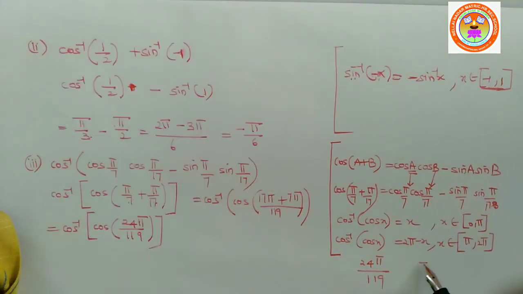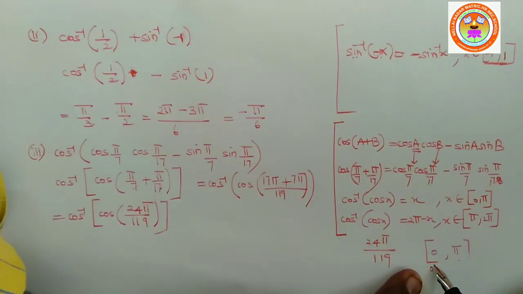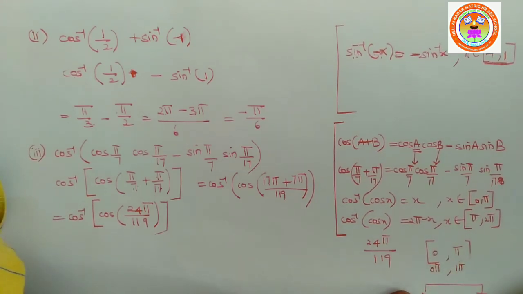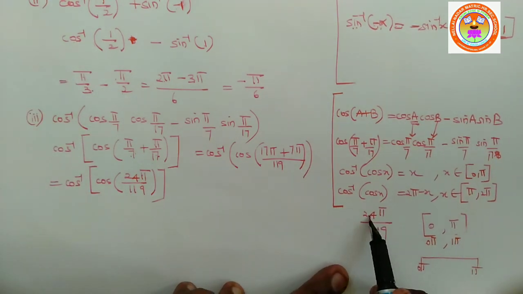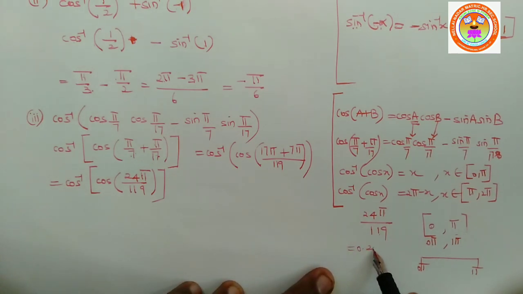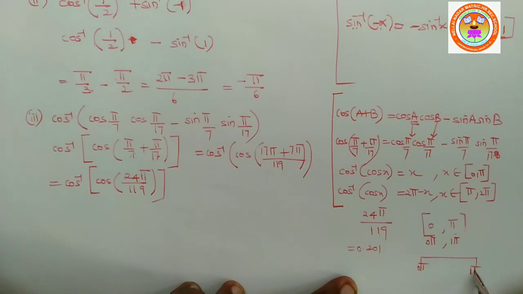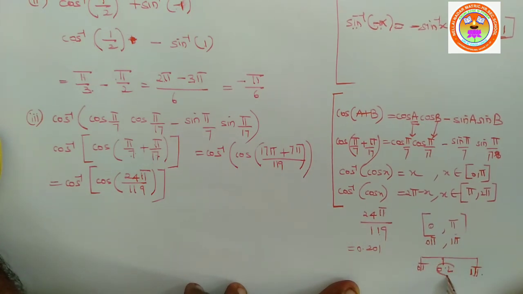Listen very carefully. This 0 and pi we can write as 0 pi, 0 into pi, and this pi I can write as 1 pi. Nothing but 0 pi to 1 pi. We can write in simplest way. So you can divide 24 by 119, which gives 0.201. So since it is 1 pi, here it is located: 0.2 lies in between 0 pi to 1 pi.